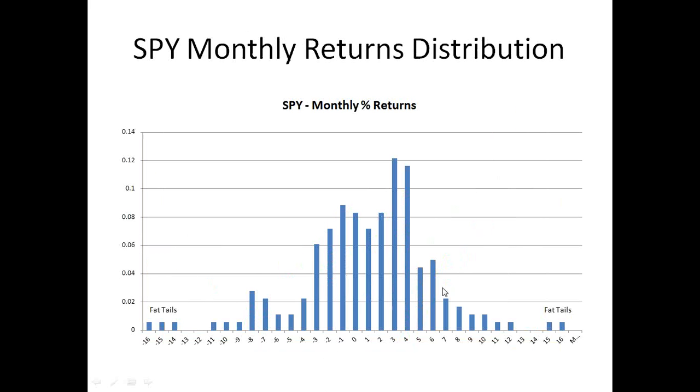Okay, this is what that distribution looks like. A histogram of percentage monthly returns. As you can see, it's pretty ugly for those of you who are used to a normal curve. You've got some fat tails out here. We'll describe those in a little more detail. We just want to set the stage visually.